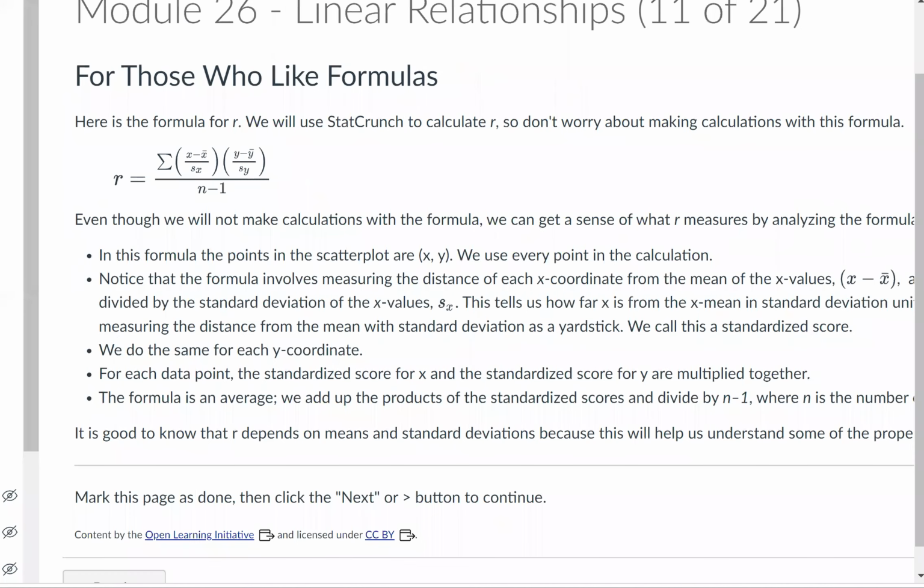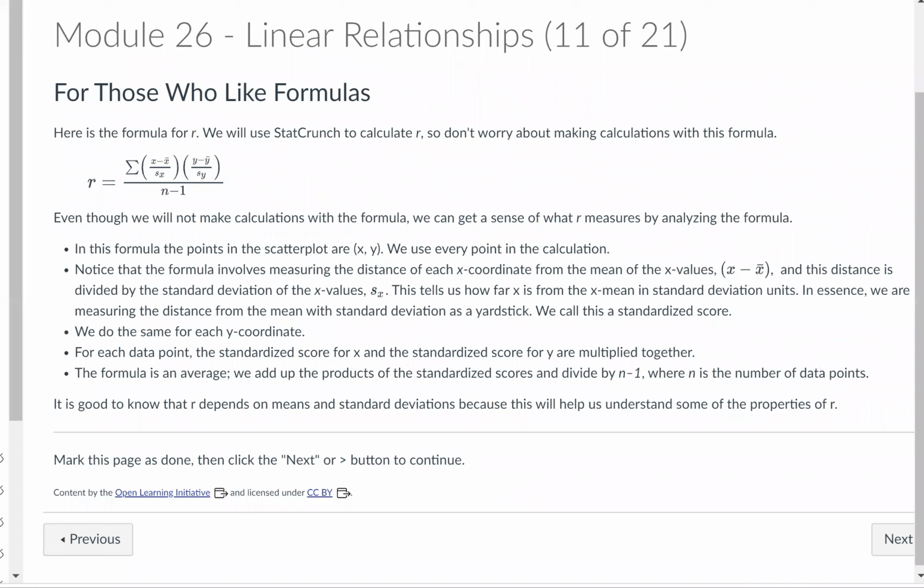That's a complicated formula. That's why we have technology, thank God. Back in the day, they used to have to do that by hand every time. Oh man, that's a bummer. Even though we will not make calculations with this formula, we can get a good sense of what R measures by analyzing the formula. First, in this formula, the points in the scatter plot are (X, Y).